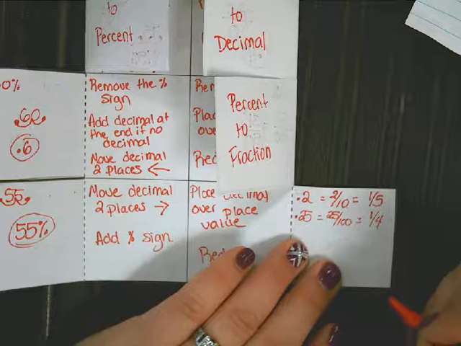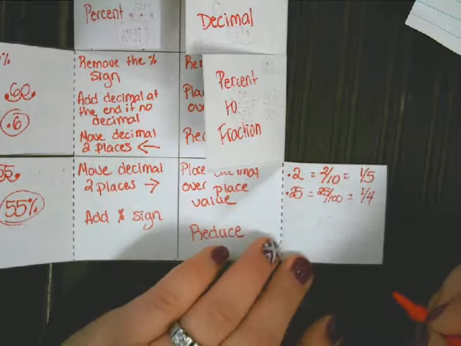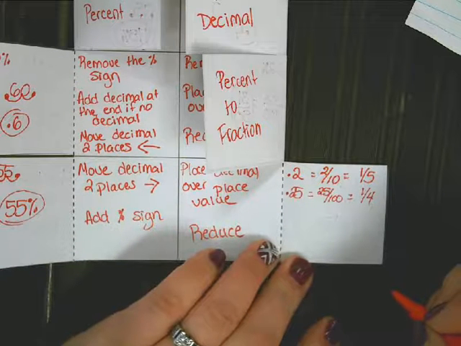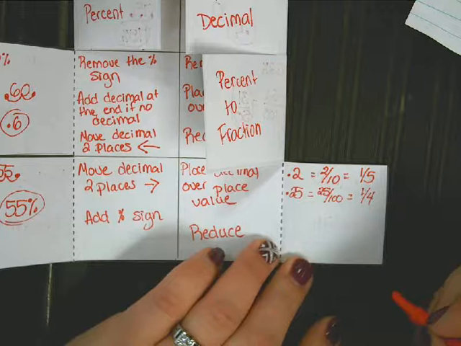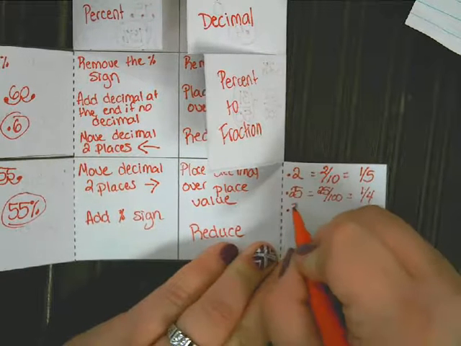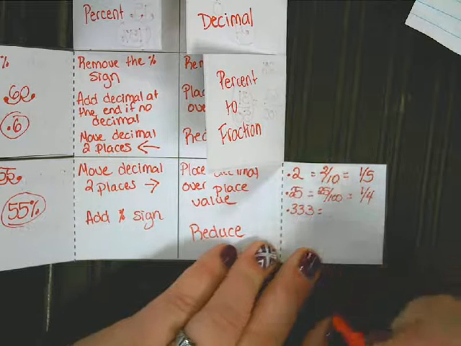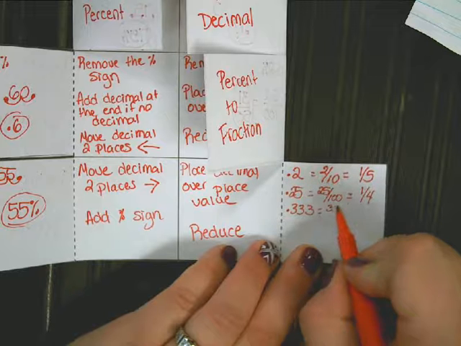What about the one place? There is no ones place value. Tenths, hundredths. And then the next one is thousandths. So if I have 0.333, that would be 333 over 1,000, which does not reduce.